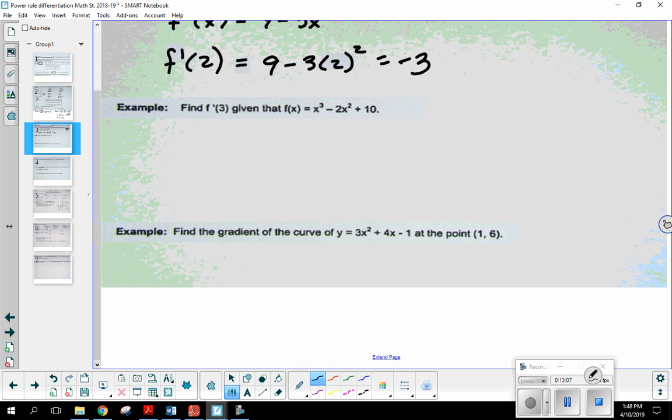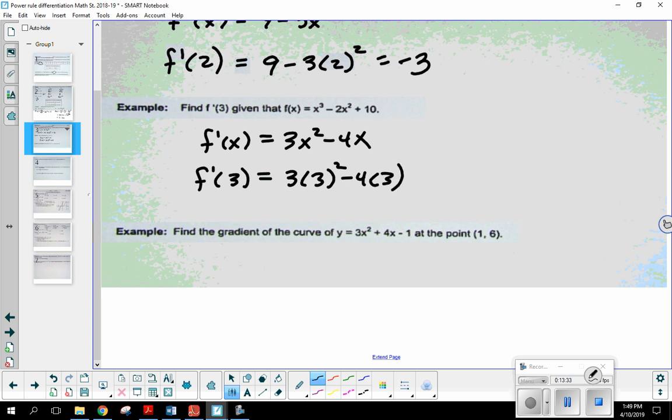All right, who thinks they know the final answer, the gradient? Samir, what'd you get? 15. That's exactly right. Okay. Let's go to Marissa. What would the derivative of the trinomial be? 3x squared minus 4x. Perfect. The derivative of 10 is 0. And find f prime of 3. So 3 times 3 squared minus 4 times 3. So we're looking at 27 minus 12. We got that 15. How many people got that right? Good.